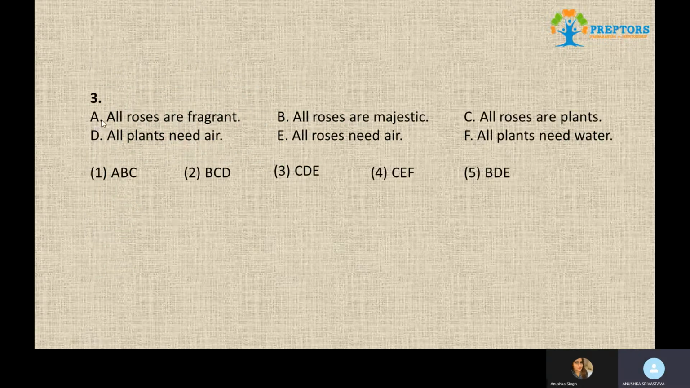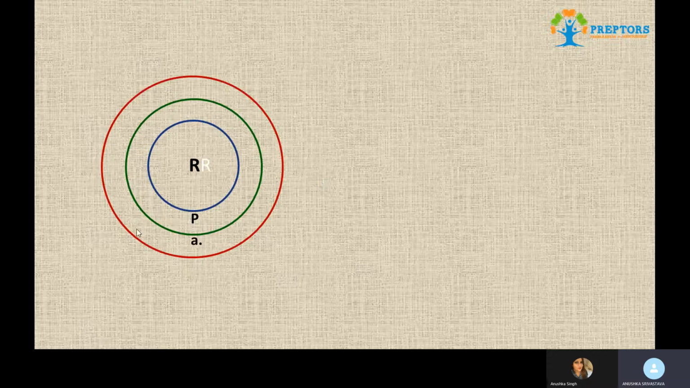Third one, the answer is CDE. All roses are plants. All plants need air. Therefore, all roses need air. What is the common element? Plants. And what is uncommon in roses and air? So my conclusion becomes all roses need air, and hence CDE is correct. So this is roses, plants, and air. So all roses need air.